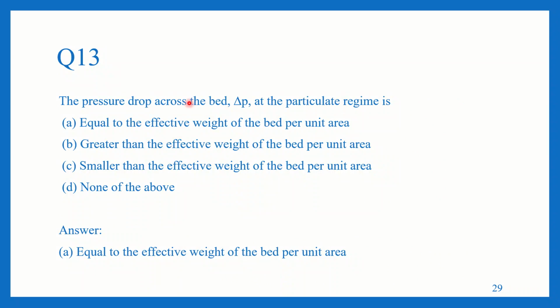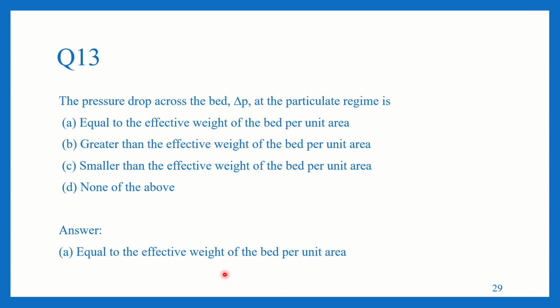In question 13, it is given that the pressure drop across the bed, that is delta P at the particulate regime, is equal to the effective weight of bed per unit area, greater than the effective weight of bed per unit area, or smaller than the effective weight of the bed per unit area, or none of the above. We know the answer to this question is equal to the effective weight of bed per unit area. This we have seen in the introduction to fluidization, where the particulate regime is the initial fluidization regime, that is after minimum fluidization velocity, where the bed expands equally.